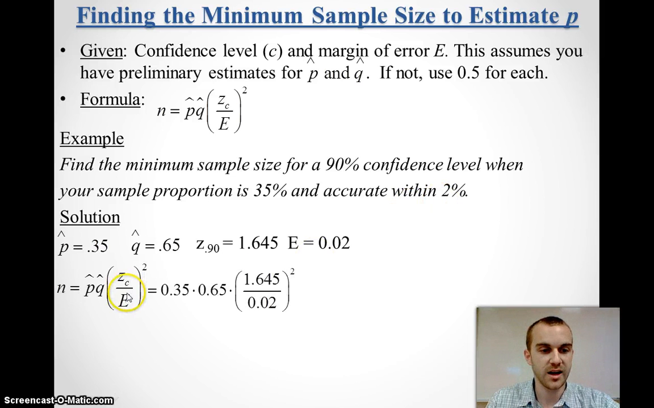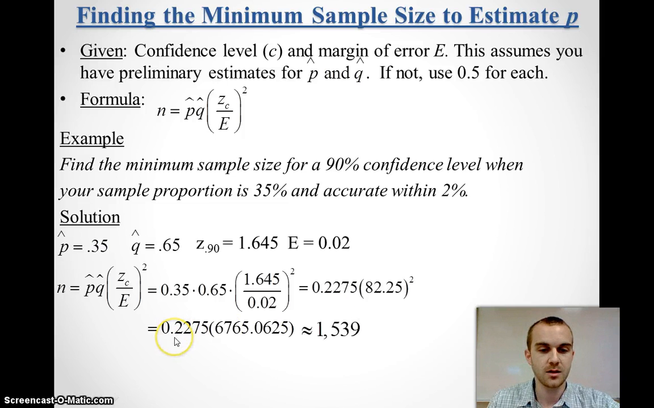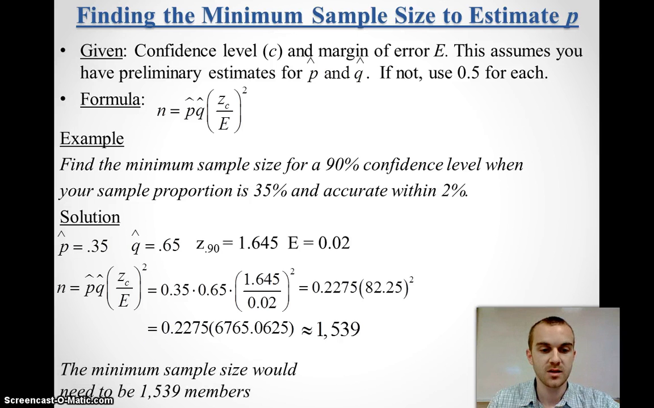Plug in the components I have, and you can see I just simplify this fraction and square it, and then I get about 1,539 people. So that's about how many people I would need to get my proportion.